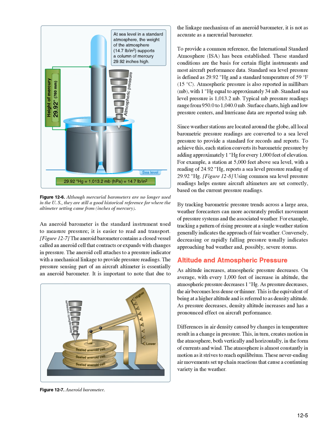Differences in air density caused by changes in temperature result in a change in pressure. This, in turn, creates motion in the atmosphere, both vertically and horizontally, in the form of currents and wind. The atmosphere is almost constantly in motion as it strives to reach equilibrium. These never-ending air movements set up chain reactions that cause a continuing variety in the weather.